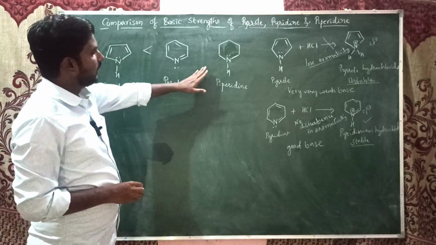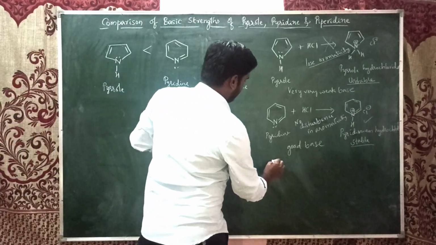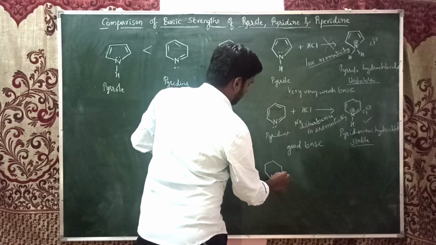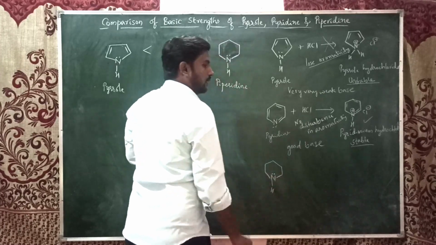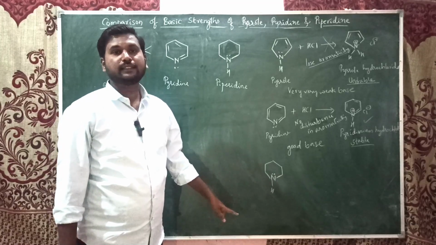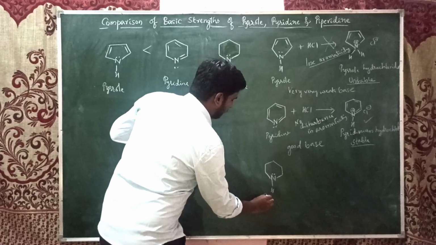Now we'll see another compound, that is piperidine. See here. This piperidine is also a 6-membered heterocyclic ring, but it is aliphatic in nature. It is not aromatic. So it is an aliphatic one, piperidine.